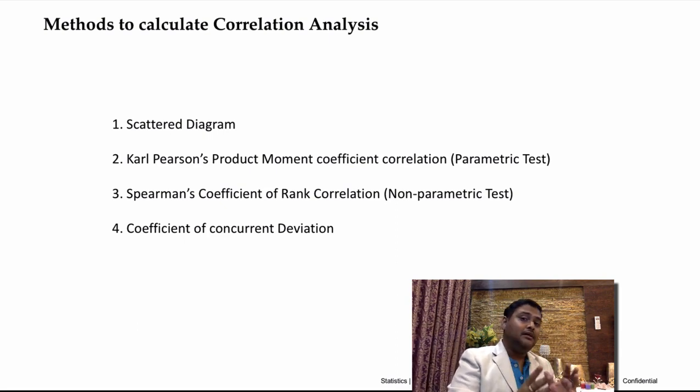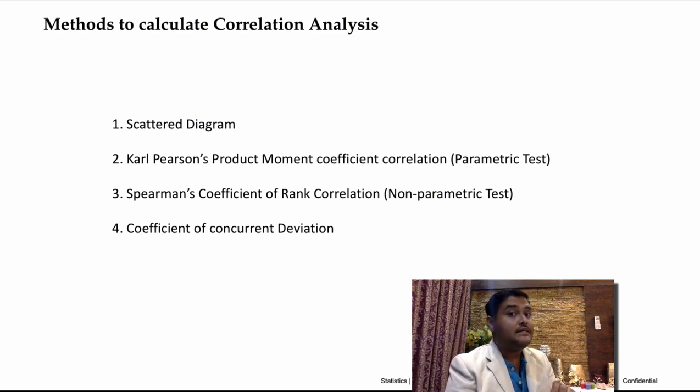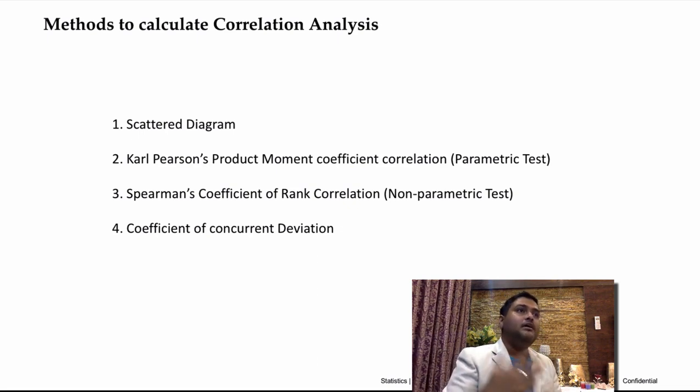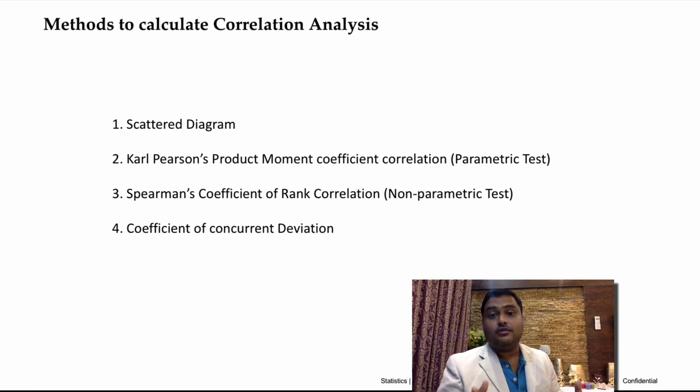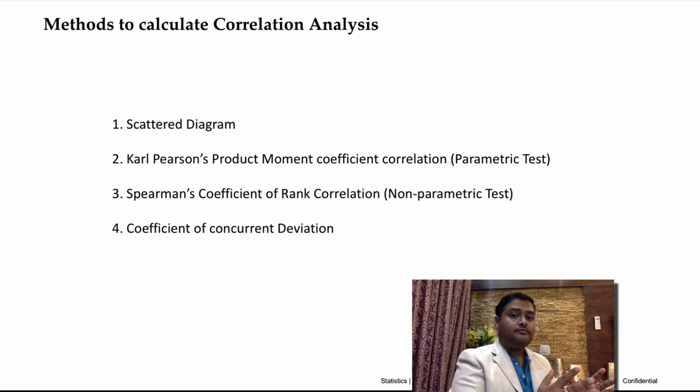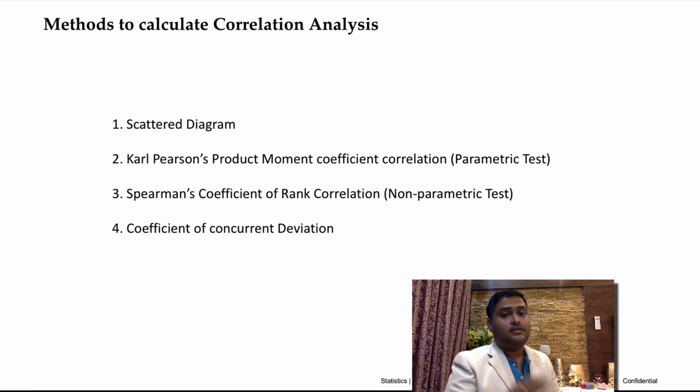Now this method is only applicable for the parametric test. We need to remember this, Karl Pearson's product moment is only for the parametric test. Now what is the parametric test? The parameters are what we get when we have certain data and we can calculate mean, median, mode, standard deviation, variation, and so on and so forth. The moment we can do that, then we can use Karl Pearson's product moment correlation coefficient.